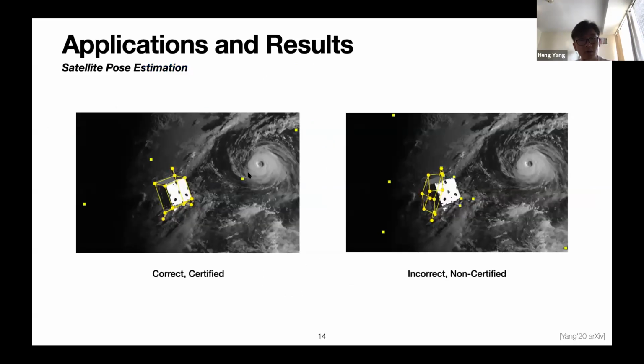And I'm going to show 2 examples of applying these certifiable perception algorithms to real world applications. The first example is satellite pose estimation. Thanks to TJ for providing the data sets. In the left image, I'm showing a solution that's correct and also certified. And on the right-hand side, you do see that GNC actually converges to a local minimum, which gives you an incorrect estimate. But our certification algorithm was able to declare this as a failure case. So you were able to reject this solution.